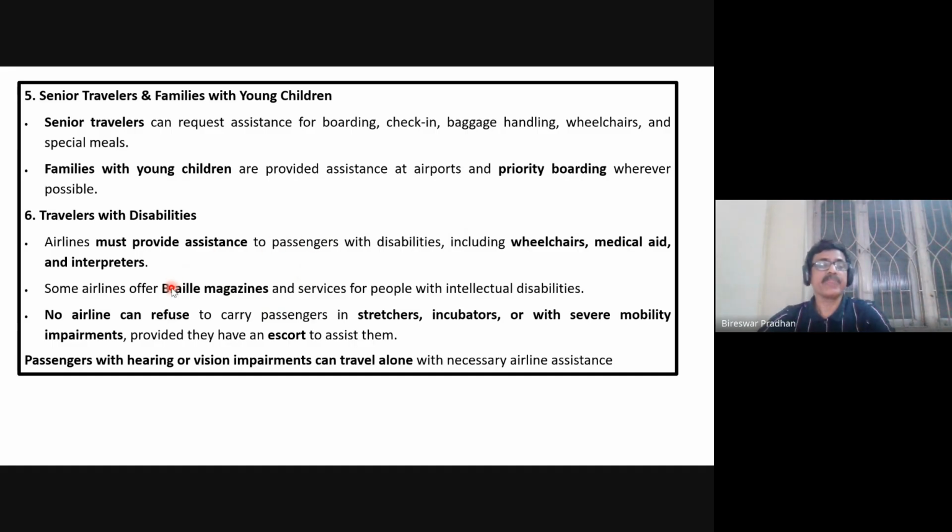Travelers with disabilities. The airline must provide assistance to passengers with disabilities, including wheelchairs, medical aid, and interpreters. Some airlines offer Braille magazines and services for people with intellectual disabilities. No airline can refuse to carry a passenger on a stretcher, in an incubator, or with severe mobility impairments, provided they have an escort to assist them. So it is a standard way for this. A passenger with hearing or vision impairment can travel with the necessary airline assistance.